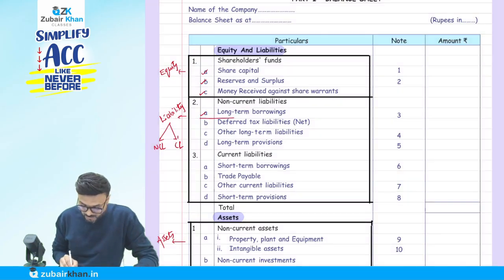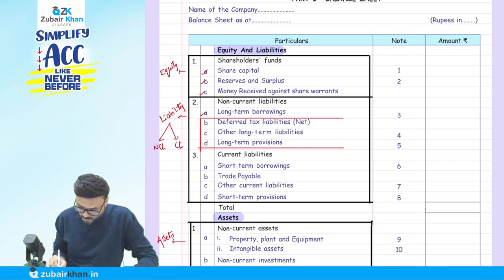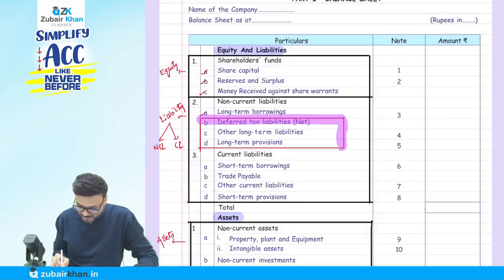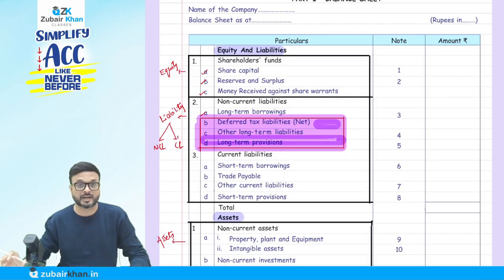Now, when you solve the question, let me highlight this. When you are going to solve the question, these 3 points you are not going to write down, even when we prepare the balance sheet. I will explain these 3 items to you. Don't worry about that.